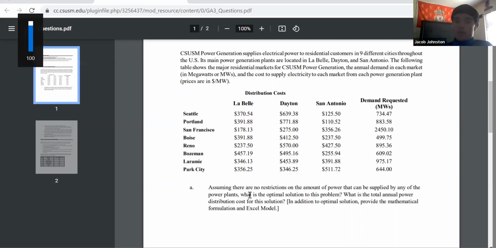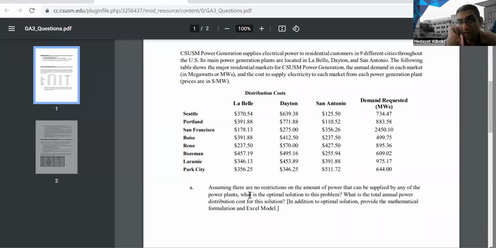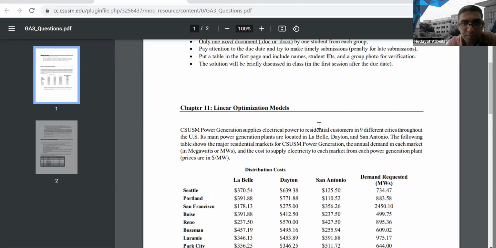Are the decision variables kind of having to do with the costs pertaining to the cities that are being powered by the main power generation plants? So it somehow pertains to the cost. Cost is the objective, I would assume, the total cost, right? So look, when you read this, what is the optimal solution to this problem? So there are no restriction on the amount. Let's see, what is it?